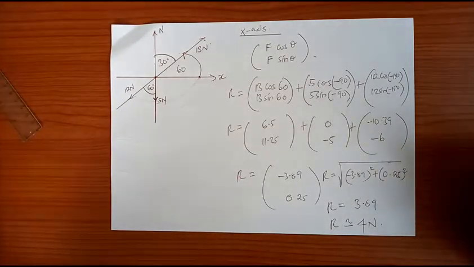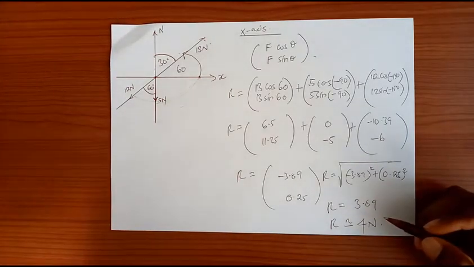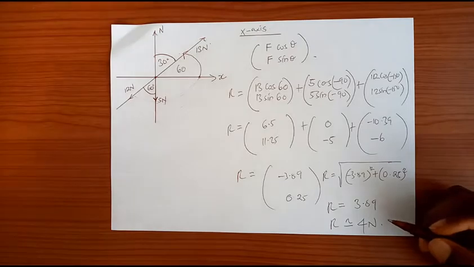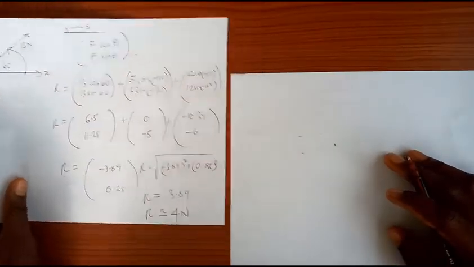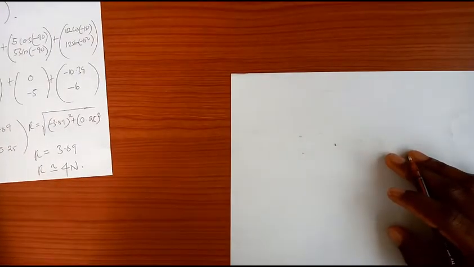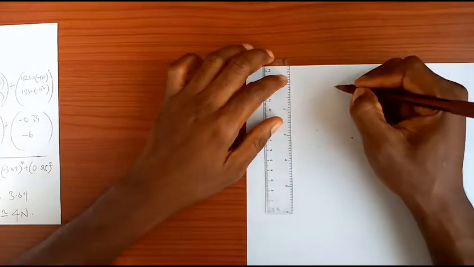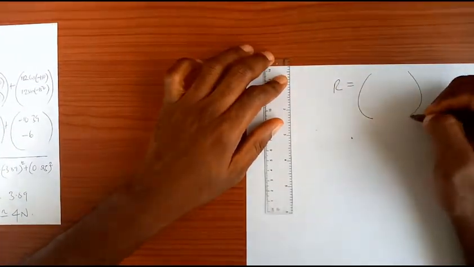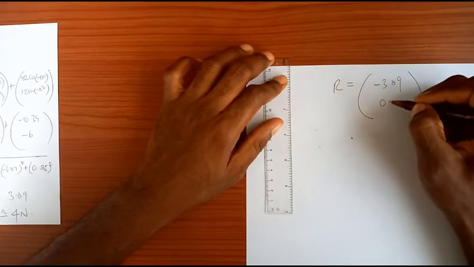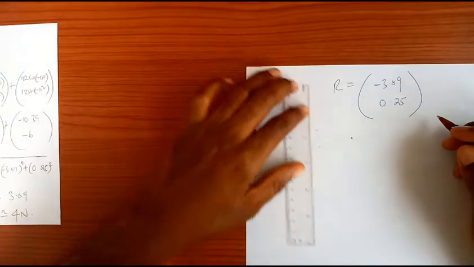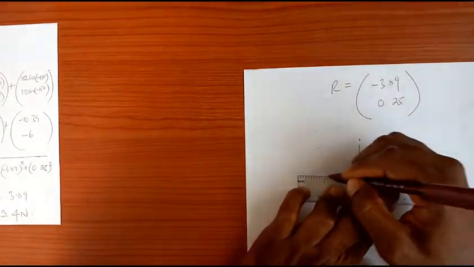Now let's go to our resultant. This is our resultant force, but we are left with our direction. Remember, for direction, you state your angle with respect to the y-axis. We had our answers to be negative 3.89 and 0.25, but in finding the direction, let's sketch so I can complete my statement.